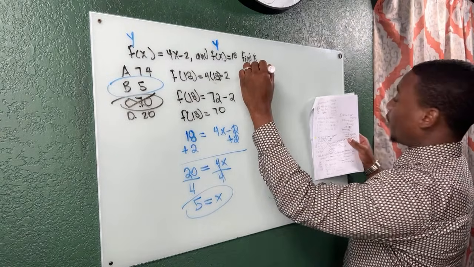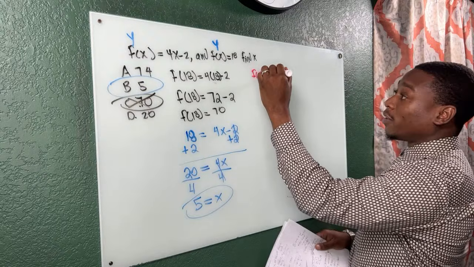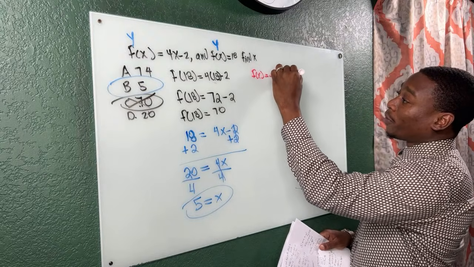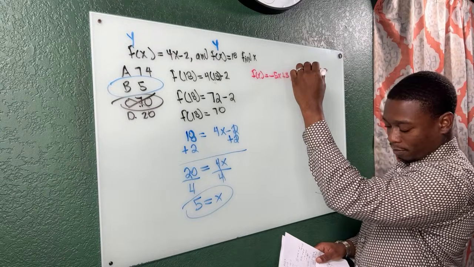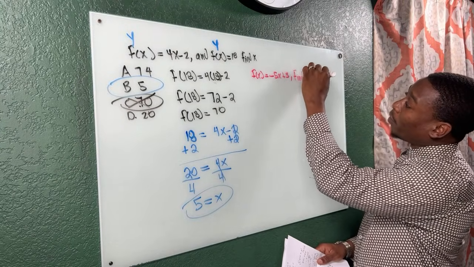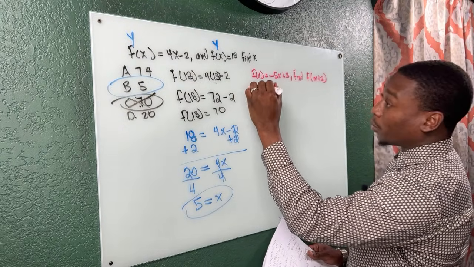Let's see. Hopefully I can fit this on here. So they gave us f of x is equal to negative 5x plus 3. And they want us to find f of m plus 2. And I'm going to write the answer choices out. Let's do that real quick.